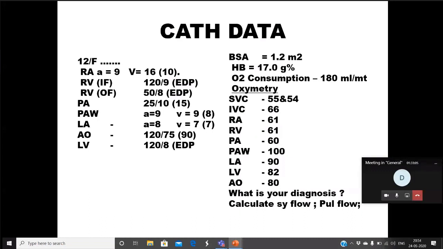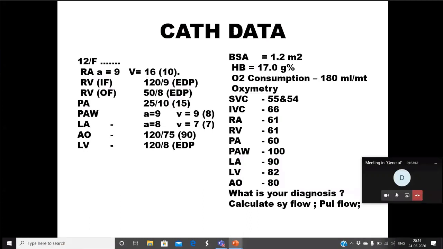Pulmonary pressure as such is normal. And pulmonary artery wedge pressure is a mean of 8. And LA pressure, you have to mention whether it is normal or not. Yes, sir. Normal. Very good. LA pressure is normal, and normally in LA, V is more than A. Here it is reversed, slightly less.